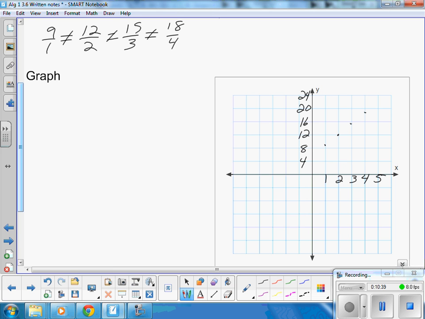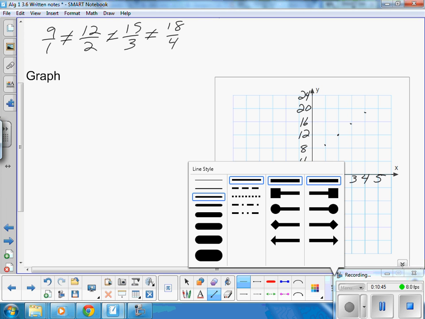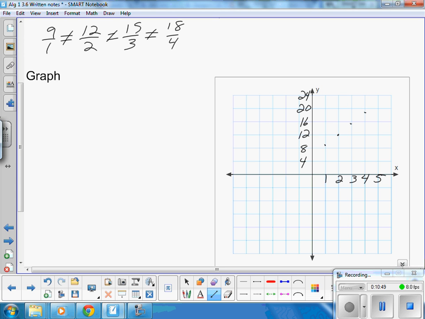Okay, when I draw my line here, you will notice it does not go through the point 0, 0. It does not go through the origin. It's going to go through some value here. It does not go through 0, 0. So your graph is going to show that it's non-proportional.